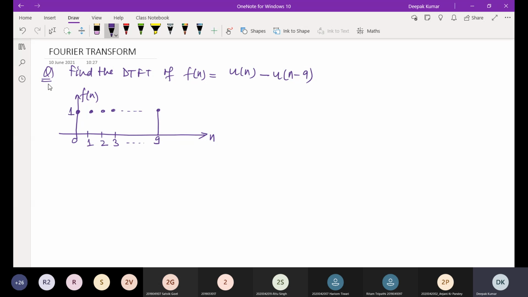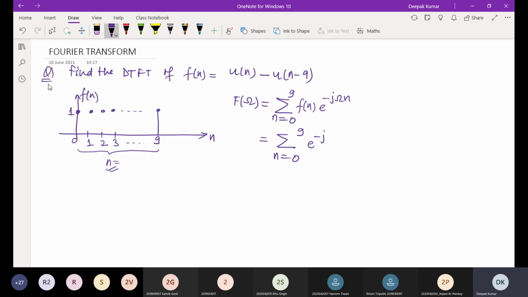To do this, you have to follow a simple approach: F of omega is equal to summation from n is equal to 0 to n. The summation limit will change because the signal is defined only in the range of 0 to n. For this value of n it is defined, and the rest everything will be 0. That's why I am taking the summation range from 0 to n, of f of n e to the power minus j omega n. From n is equal to 0, f of n has value 1, so e to the power minus j omega n. This is a summation of a finite sequence, a GP series, isn't it? A GP series with a finite length.